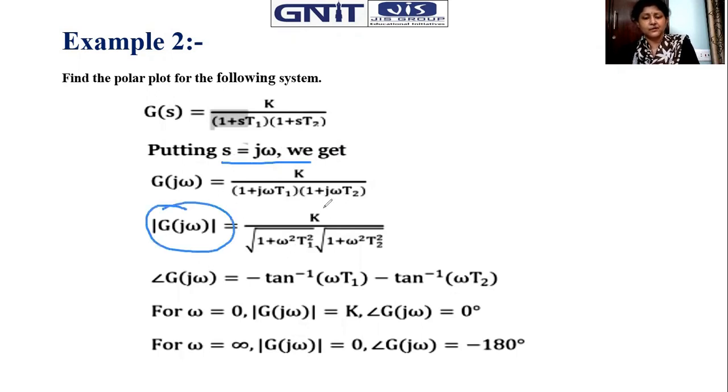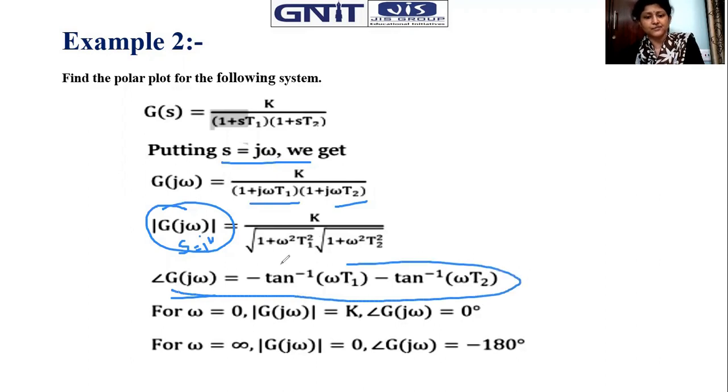So what you are getting for the different phasors is very simple. Don't rearrange the phasors, just put s equals j omega. Then you get these two phasors, and you consider the magnitude of each separately, which is easier. So the magnitude is K over root of (1 plus omega square tau 1 square) times root of (1 plus omega square tau 2 square). Now what is the angle of G(j omega)? Minus tan inverse omega tau 1 for the first part, and minus tan inverse omega tau 2 for the second part. As a whole, you get the summation of these two.